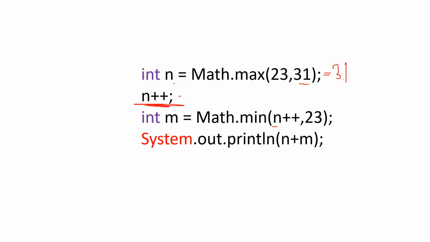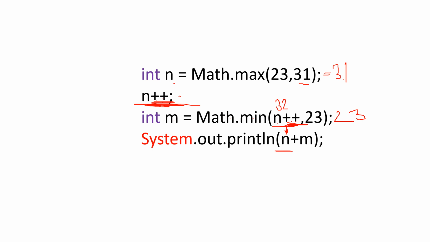What will be the value of n? Well, because of this postfix operator, the value of n will now be 32. You may think, why not 33? Because there's already another postfix operator over here, the increment operator. The thing is that this will have effect on n the next time n is called. On the next line, here n is getting called, so the effect of this plus plus will be seen in this n, not over here. So the value of m, Math.min(32, 23), will be 23.